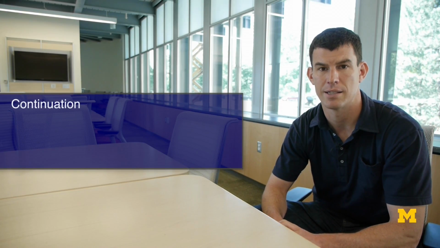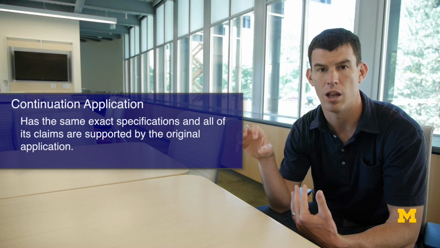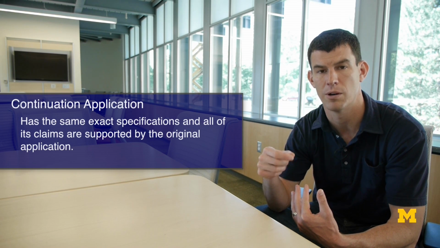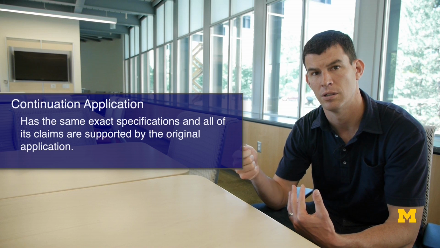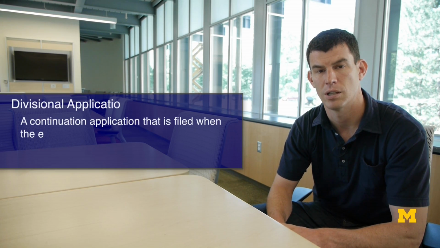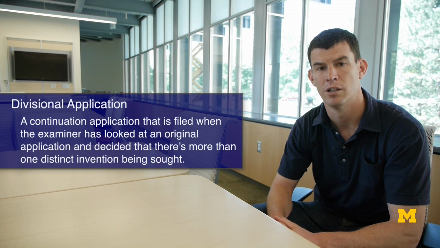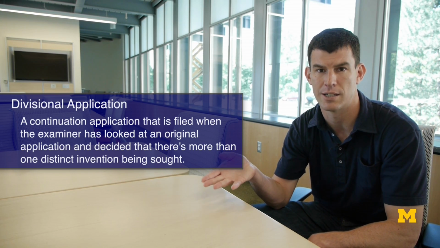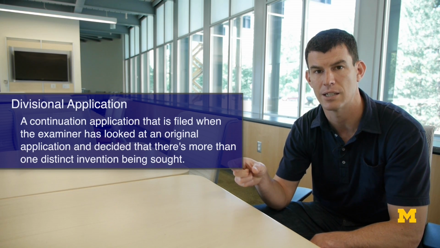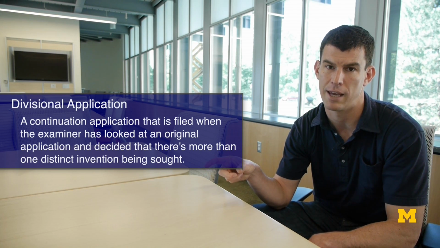An application that has the same exact specification and all of its claims are supported by the earlier original application is called a continuation. A divisional application is a continuation application that's filed when the examiner has looked at an original application and decided that there's more than one distinct invention being sought in that application. In that case, the examiner may enter what's called a restriction requirement and say, hey, you've got more than one invention you're trying to cover here. Pick one of those inventions for this application, and then you can pursue the other application in what's called a divisional application.